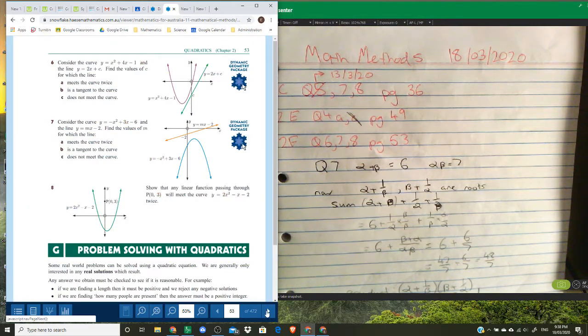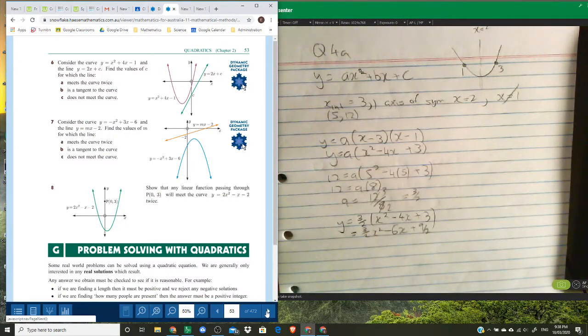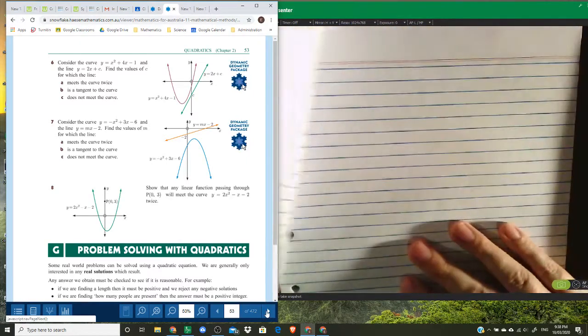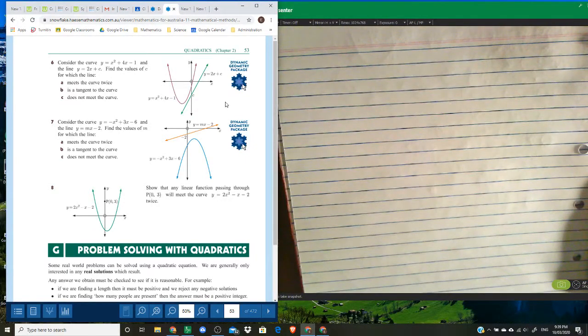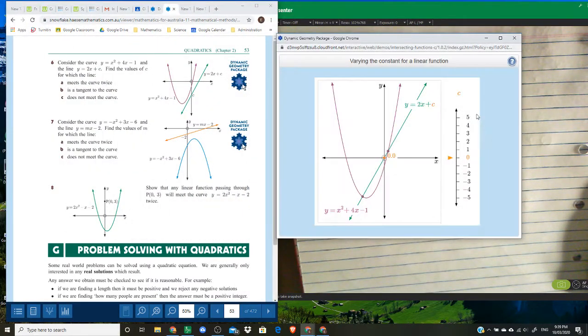All right, 6, 7, and 8. So these are about intersections between lines and graphs. In the first case, as we can see here, I might use this little application they've got. If you move this, we'll place it about where they've got it in the picture on the screen. At minus 3, you've got no solutions.